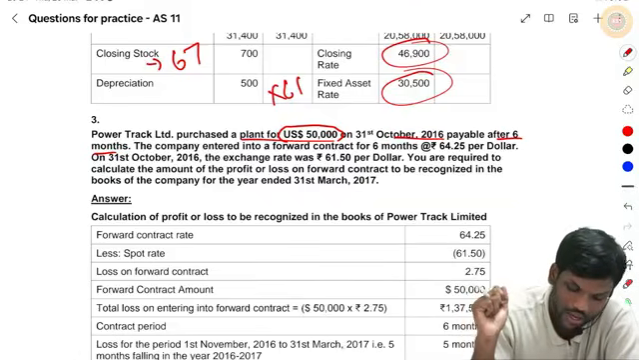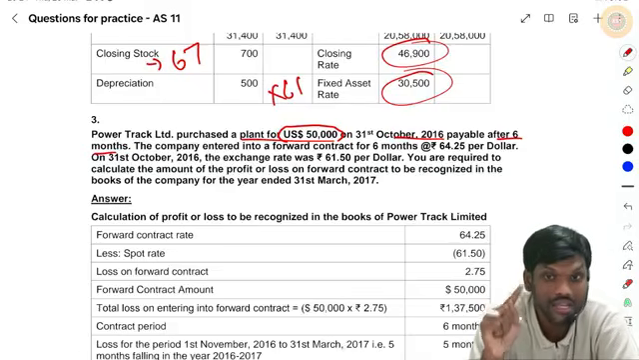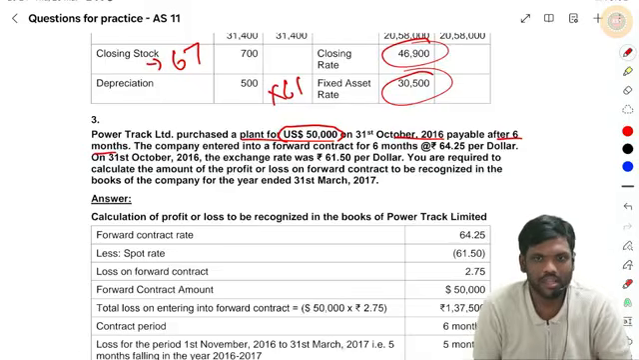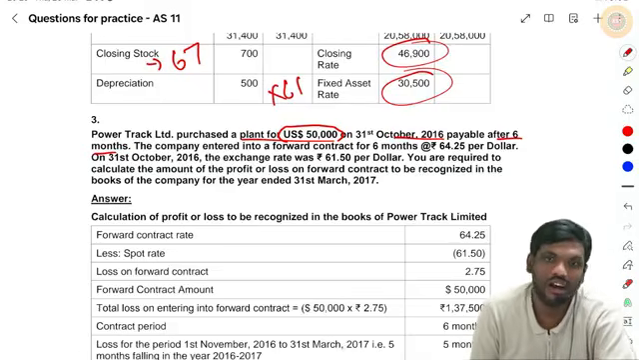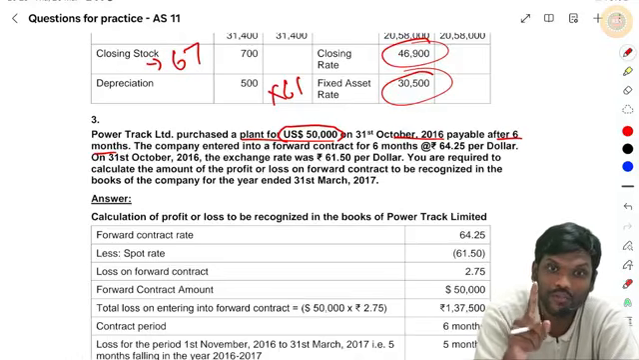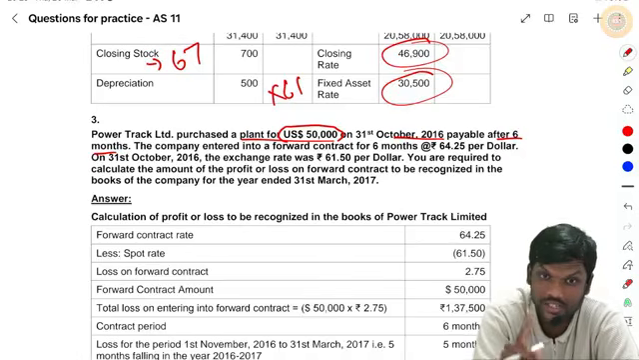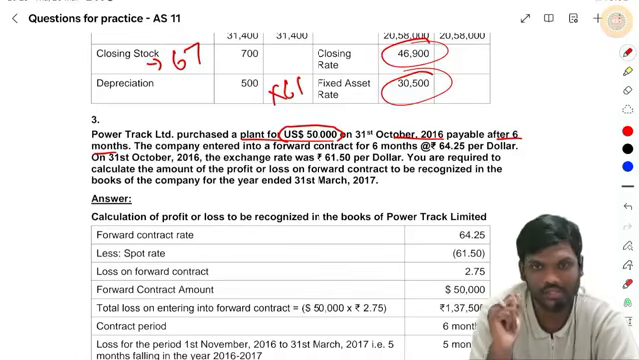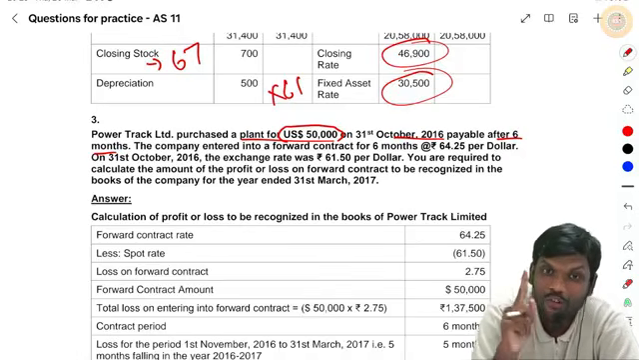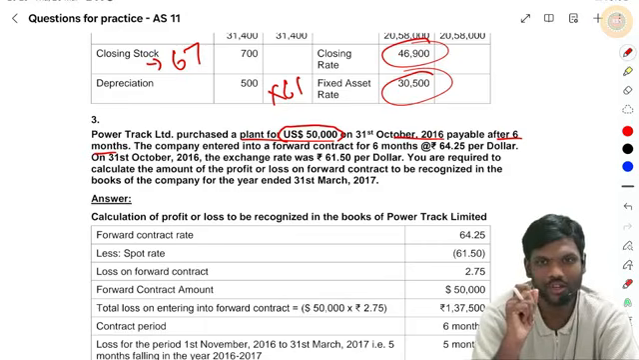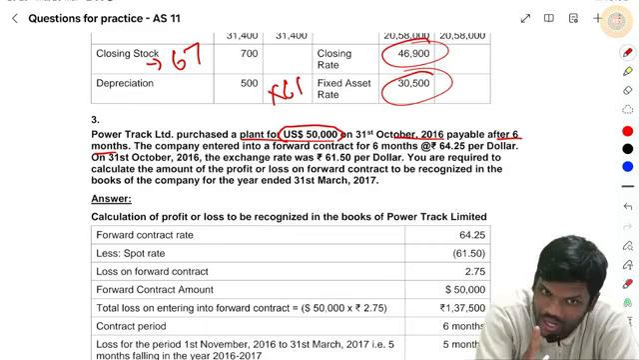Now here they have a risk. Sir, what risk, sir? They have purchased plant and machinery. No, sir. After 6 months, you have to pay $50,000, and if the exchange rate changes, whatever you have to pay changes. So you have a foreign currency risk. You want to protect yourself from that risk.